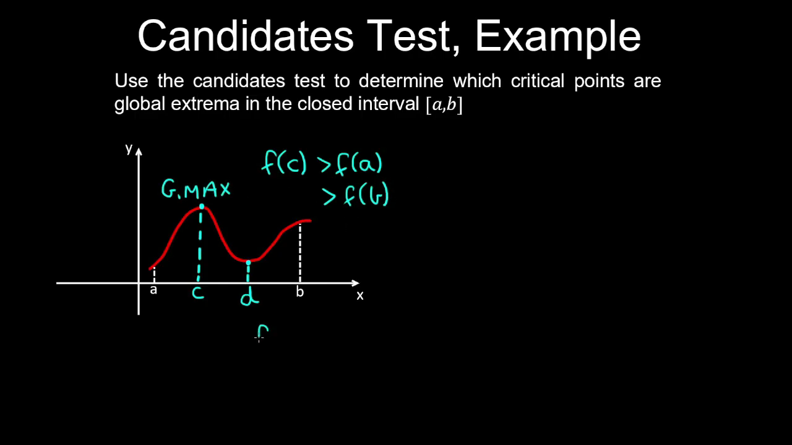And if we check f of d against the ends of the interval, well, we can see that f of d is greater than f of a. So therefore it's not a global minimum, it's a local minimum.